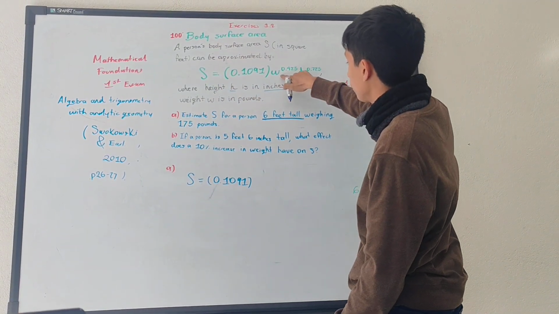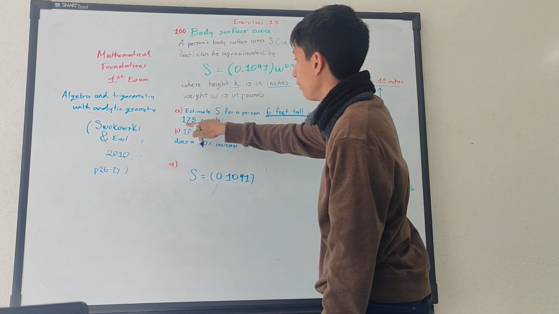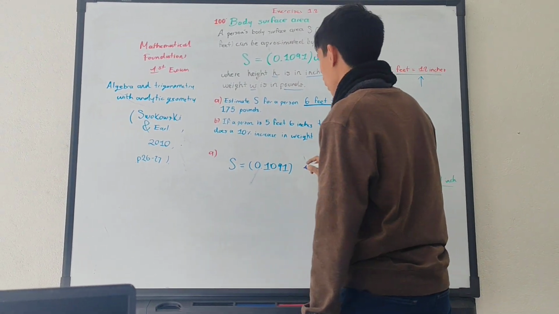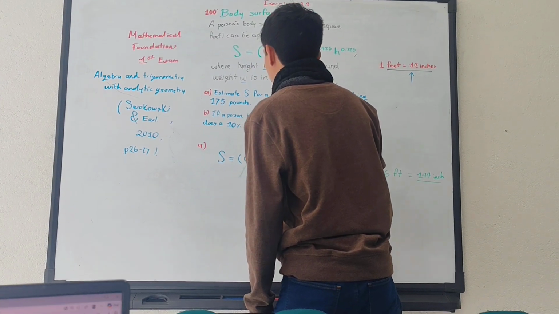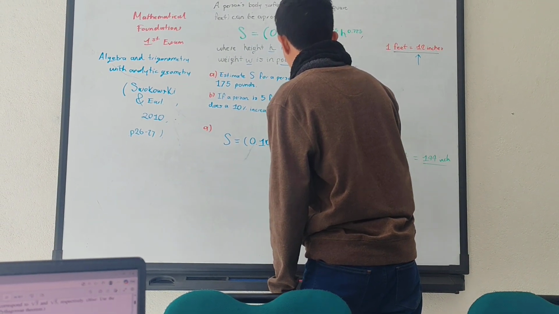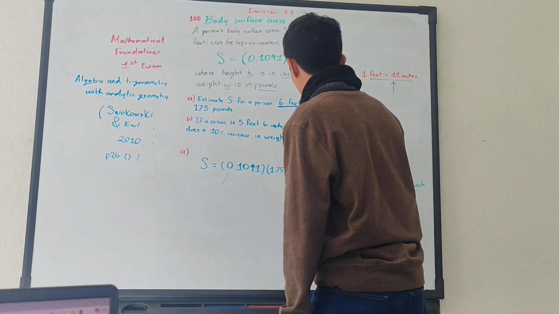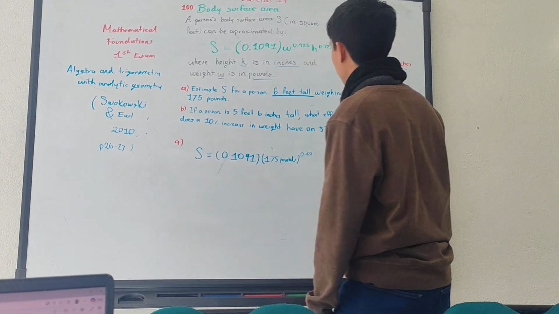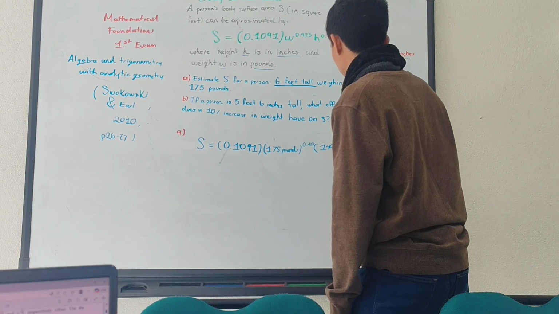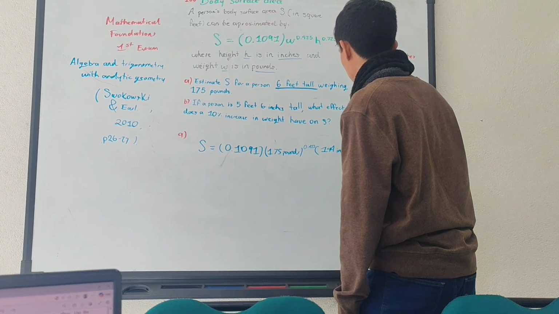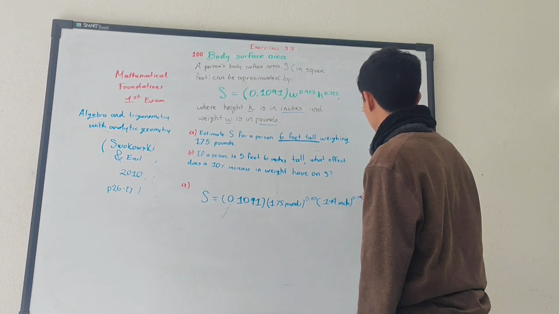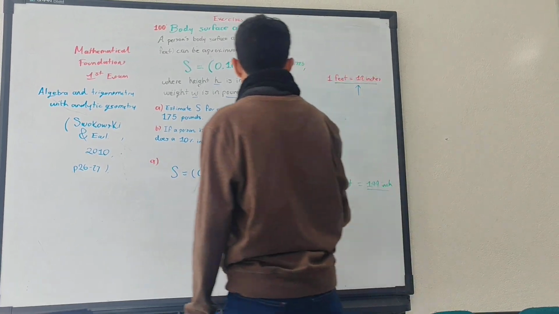So we need to replace this. We have 175 pounds, and weight should be in pounds, so it is okay. And 175 pounds raised to the 0.425 power times 144 inches raised to the 0.725 power.